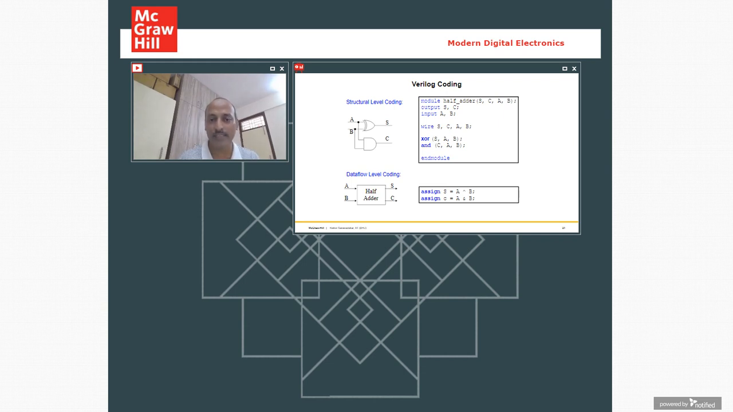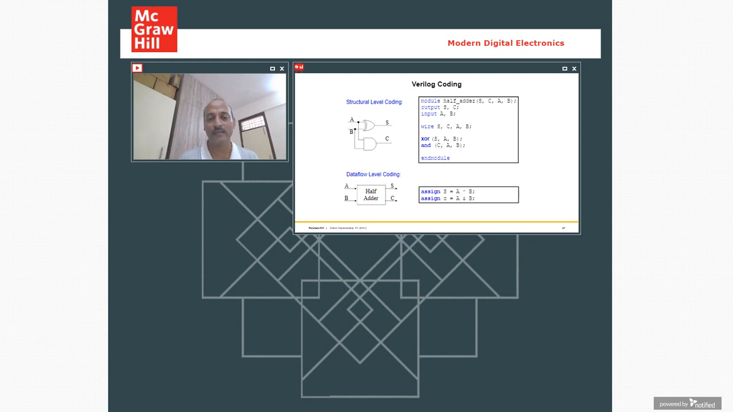Here I know the connections: how A is connected, how B is connected, and how the outputs sum and carry are connected. If I do coding in this way, it is called structural coding or gate level coding, the second lowest design abstraction level. Now, if I replace these two lines, XOR and AND, by the statements shown in the lower box, assign S equals A XOR B, and assign C equals A AND B, this also creates the same hardware.